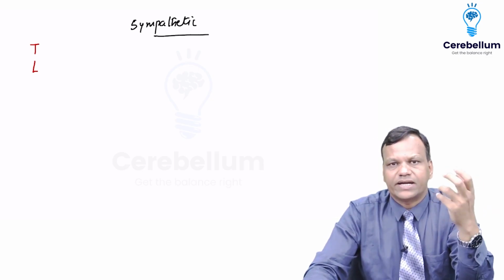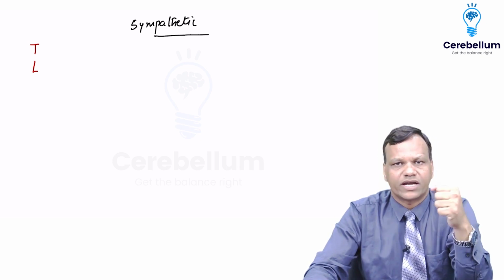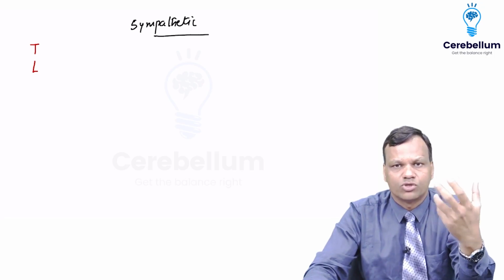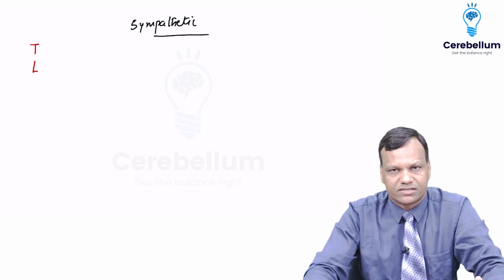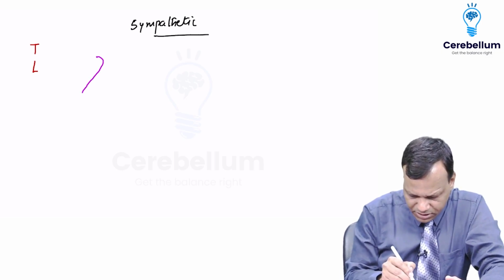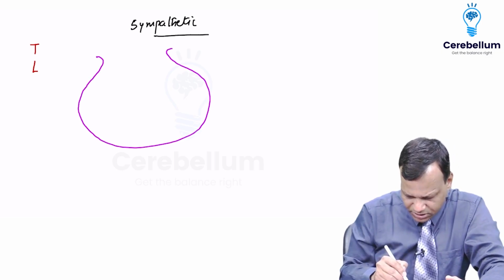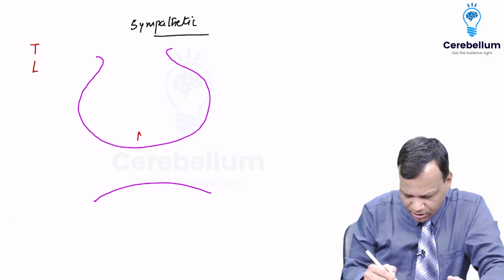Now we will start here with the major neurotransmitter, noradrenaline. First we'll try to understand where it comes from, where it goes, and what it does, and then we can discuss the drugs acting on the sympathetic system. Okay, if you see, this is the first neuron, this is the second neuron. In the first neuron, we know it is storing noradrenaline.